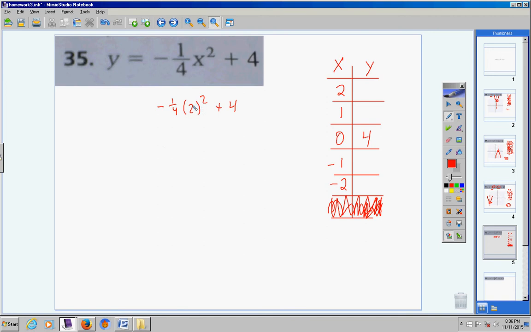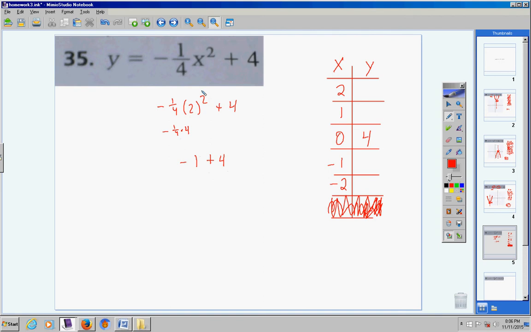When you want to do your exponents first, 2 times 2 is 4, correct? 2 times 2 is 4. So now you have negative 1/4 times 4. We'll use your calculator if you need to. But a negative times a positive is negative. 1/4 times 4 is 1. So you have negative 1.